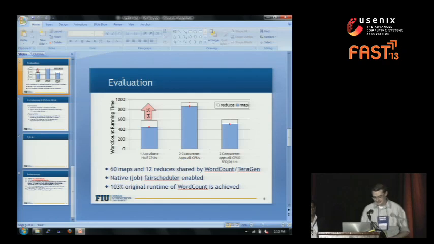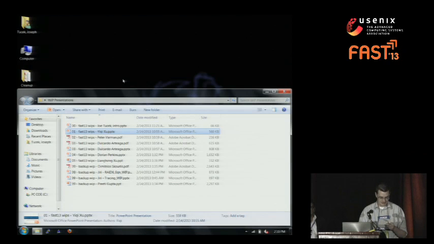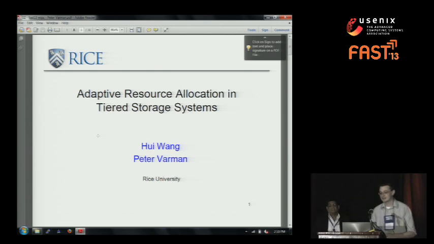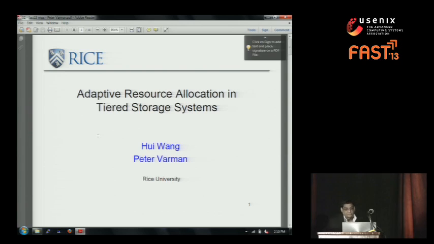So the next talk is going to be by Peter Varman from Rice University. And unfortunately, the student couldn't be here, so Peter's going to be giving it. It's about adaptive resource allocation in tiered storage systems. So, yeah, thank you, sir.